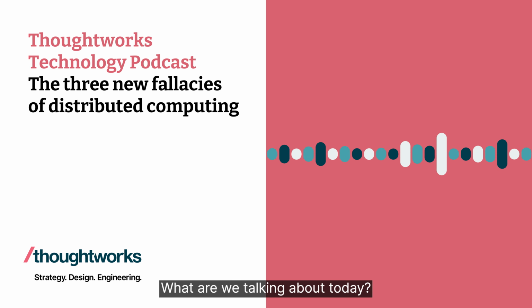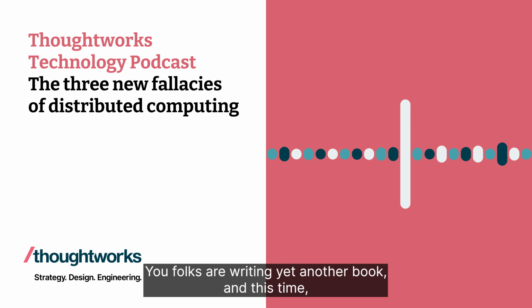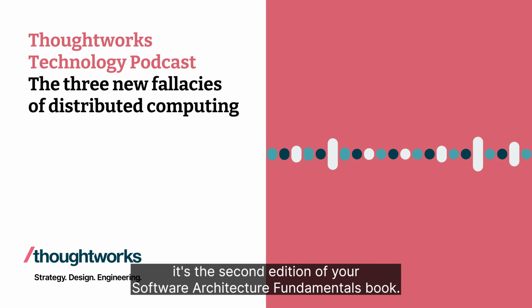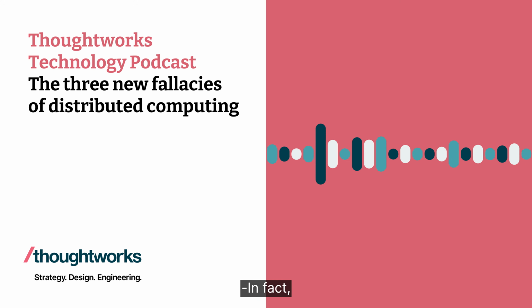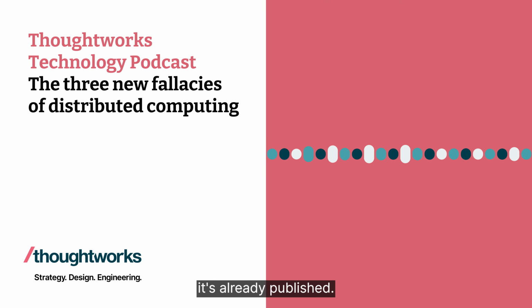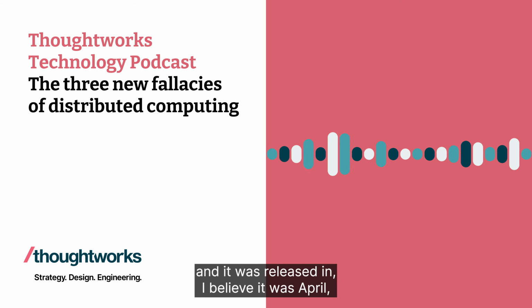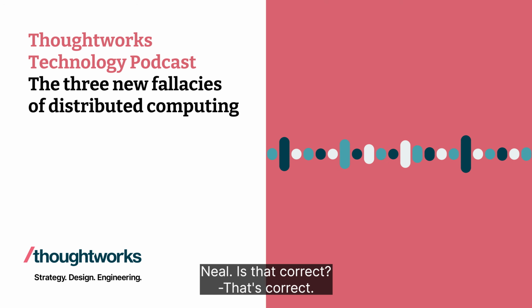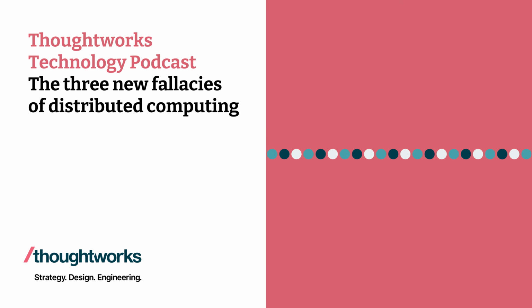Excellent. So, what are we talking about today? You folks are writing yet another book, and this time it's the second edition of your Software Architecture Fundamentals book. So, what's the motivation for you folks to write the second edition? Well, in fact, it's already published. We did finish that up at the beginning of the year, and it was released in, I believe it was April. Neal, is that correct? That's correct. Just a couple of months ago as we record this.